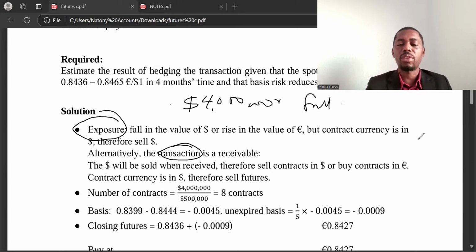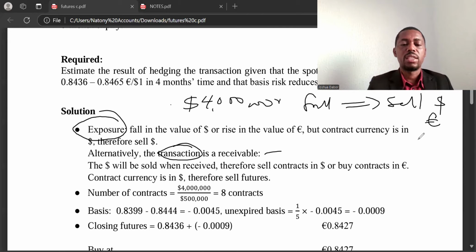When you're afraid that something will fall in the future, you want to do what? You want to sell now before it falls. So the company should sell contract in what? The USD. That is using what? The exposure. Or buy in what? The euro. But if you are using the transaction, which is what I explained earlier, the USD will be sold to the bank when received. Therefore, the company should sell contract in what? USD or buy contract in the euro. So that is the first step, determination of either you are buying or selling.